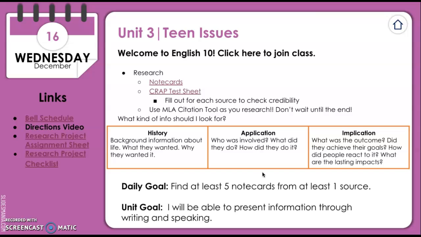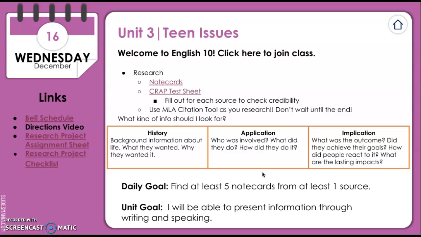And then lastly, we have the implication. So that is how did it impact society? So what was the outcome? How did they achieve their goals? How did people react to what they were doing? And what are some of the lasting impacts of it?